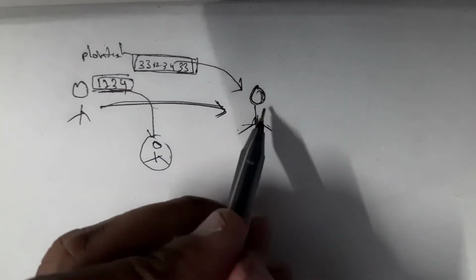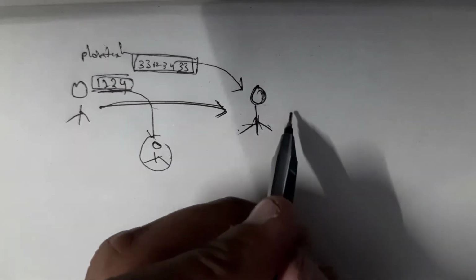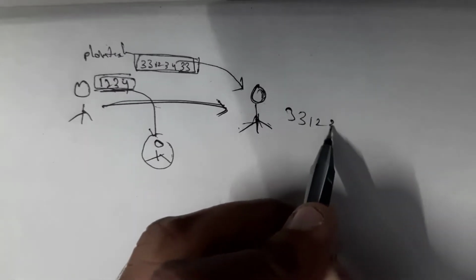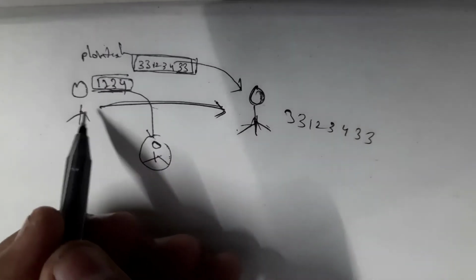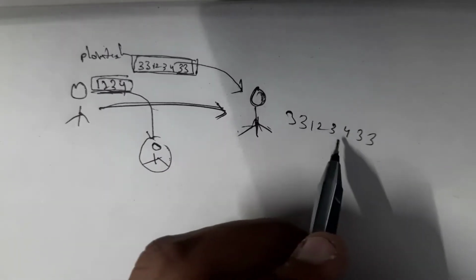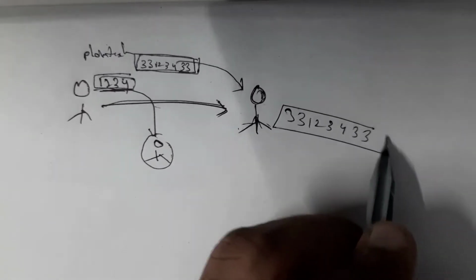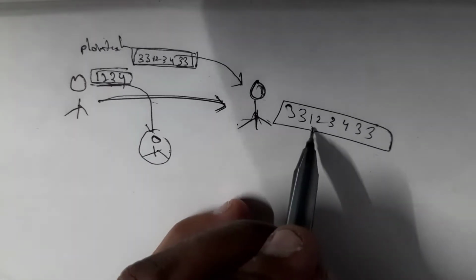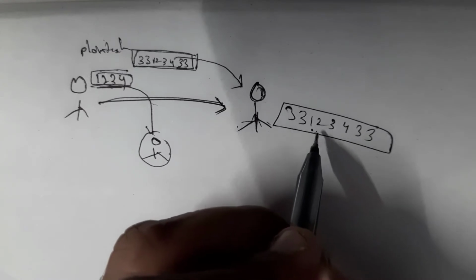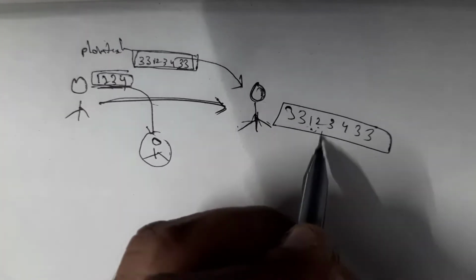So what does this person do? This person identifies this message 33123433. So I will tell him that I have encrypted this message actually. By using the algorithm, this person can decrypt it.